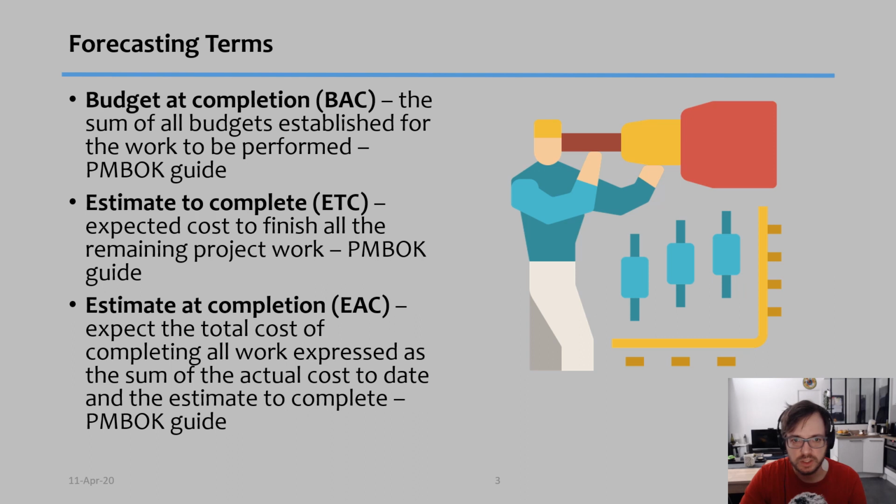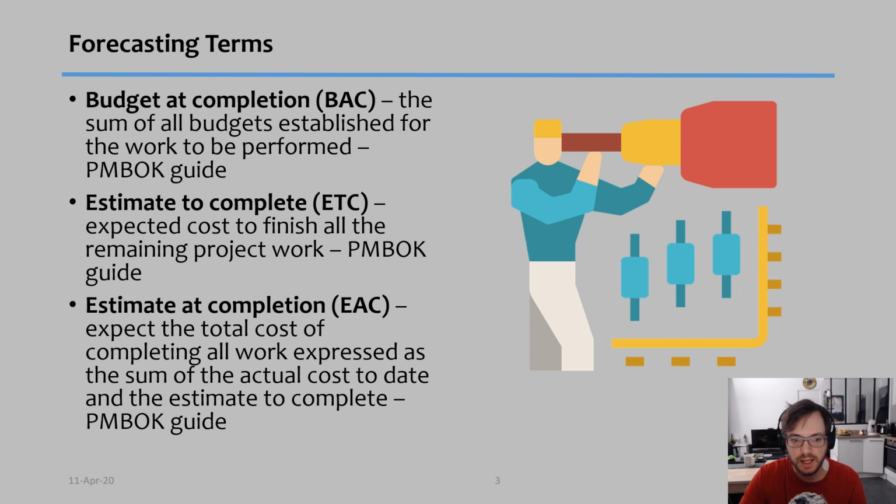Budget at completion, or BAC, I spoke about it in a previous video. This is the sum of all the budgets established for the work to be performed, and basically how much I plan to actually spend by the time of completing the project. Estimate to complete, or ETC, is the expected cost to finish all the remaining project work. In other words, I achieved so far in 2 months, I spent a certain amount. How much more money do I need to finish my project?